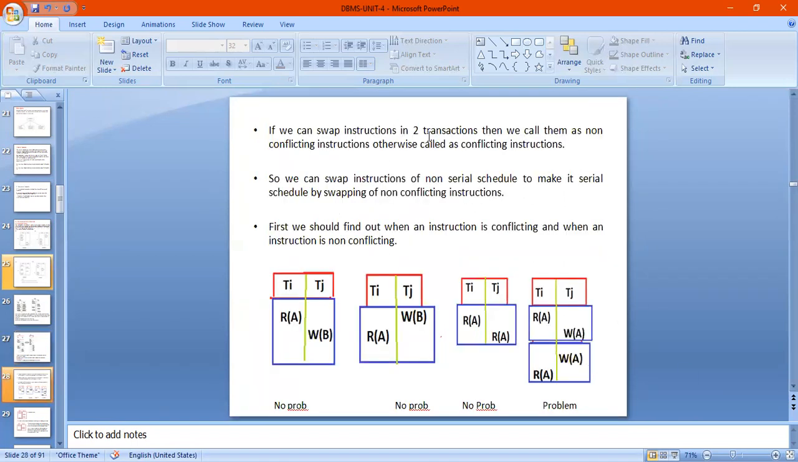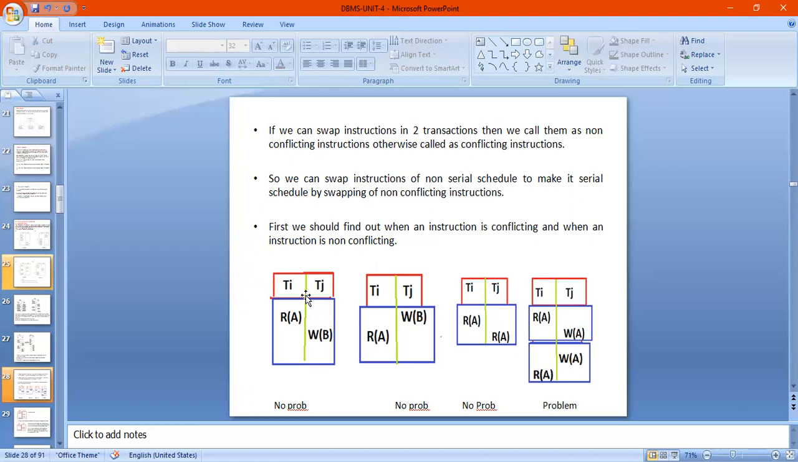If we can swap instructions of two transactions, then we call them non-conflicting instructions, otherwise they are called conflicting instructions. There is a clash; that is called a clash instruction or conflicting instructions. So we can swap instructions of a non-serial schedule to make it a serial schedule by swapping non-conflicting instructions. First, we should find out when the instructions are conflicting and when they are not conflicting.